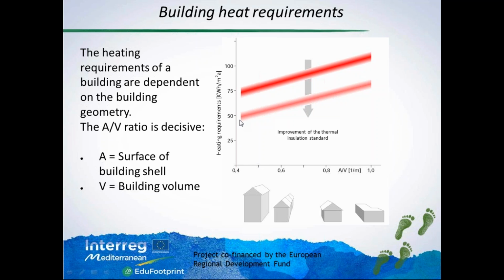So if we have some norms defining some limits for a new construction building, we have to know that a bigger or more compact building is intrinsically more efficient than a smaller one, or one which has a more articulated shape.